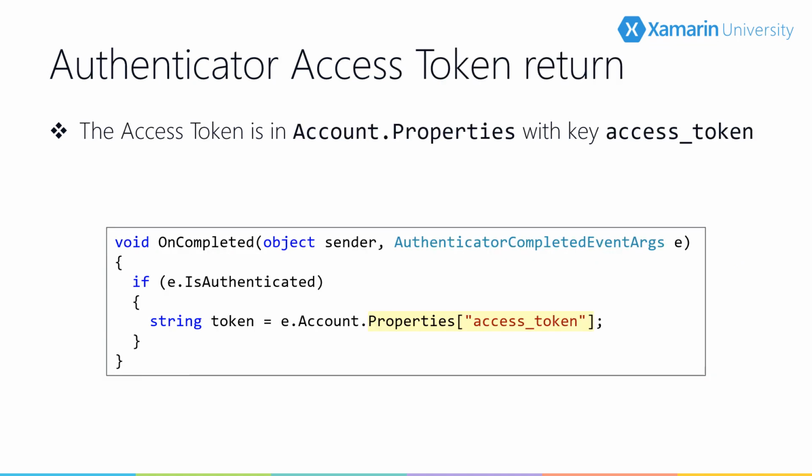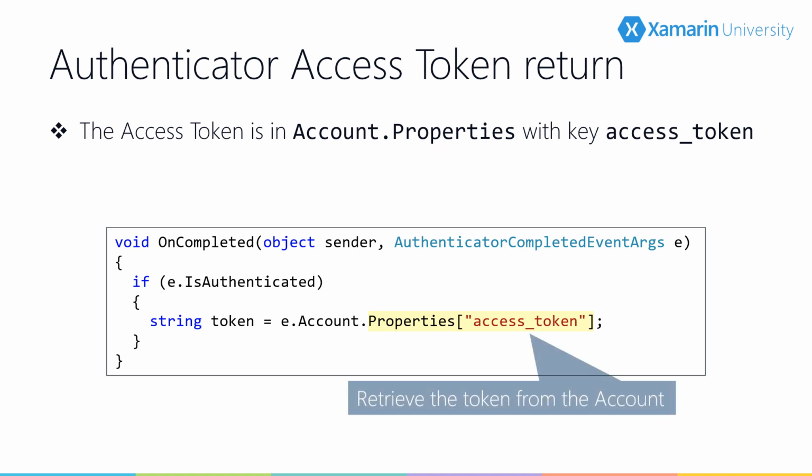Now, the access token is provided when the completed event handler is raised. The token itself is stored as a string in the properties dictionary and is stored using access_token as the key.